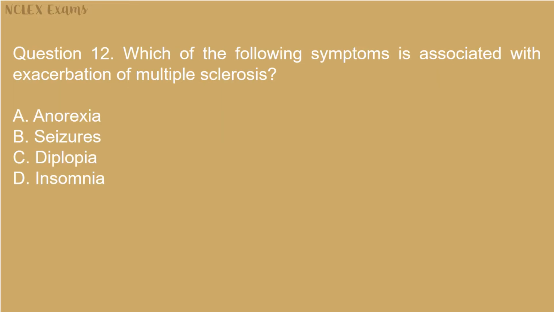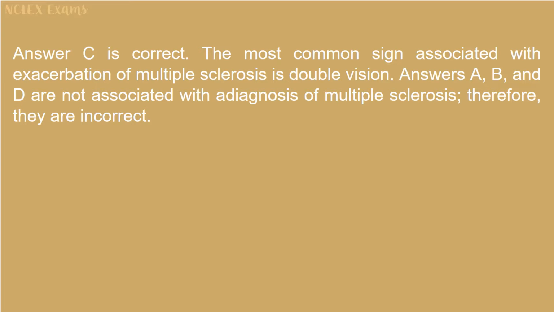Question 12. Which of the following symptoms is associated with exacerbation of multiple sclerosis? A. Anorexia. B. Seizures. C. Diplopia. D. Insomnia. Answer C is correct. The most common sign associated with exacerbation of multiple sclerosis is double vision. Answers A, B, and D are not associated with a diagnosis of multiple sclerosis, therefore, they are incorrect.